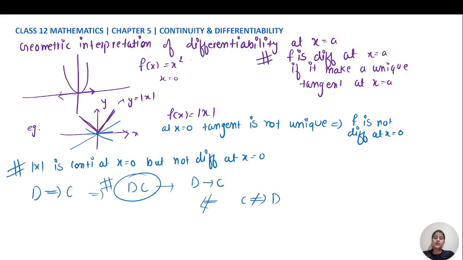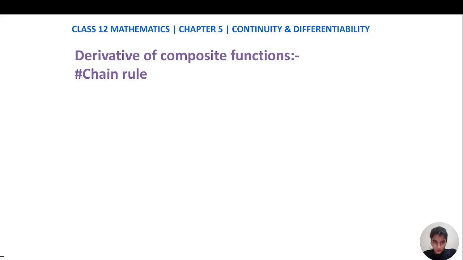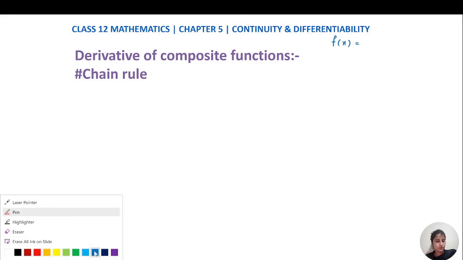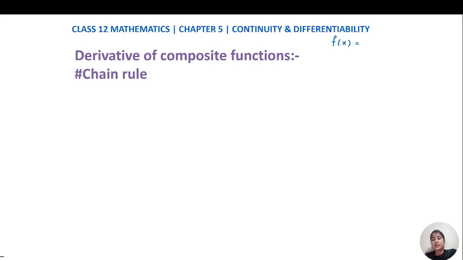Now, let's move ahead to the world of differentiation. For that, we have to find the differentiation of different functions. Suppose you have a function f of x equals 2x plus 1 whole squared. It's easy, we can find its derivative at any point by using the limit. But we can also convert it into another form.